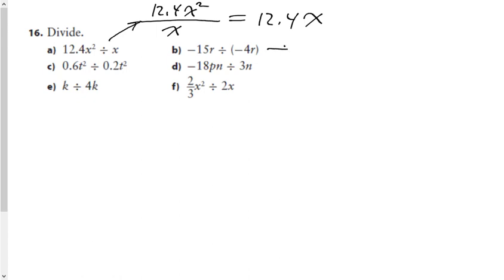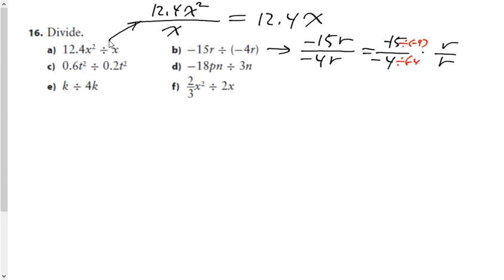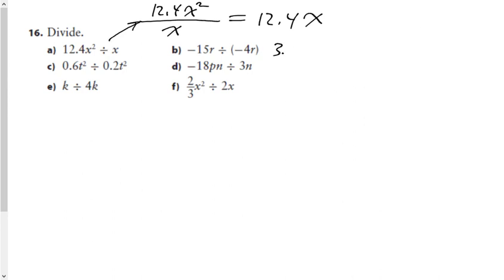Rethink this one as being negative 15r divided by negative 4r. Think of it as the parts of each part, r over r. Here, I'm going to divide top and bottom by what number to get r? Negative 4. So divide top and bottom by negative 4. That is going to leave me with positive 3.75 over 1 multiplied by 1 over 1, or simply positive 3.75.